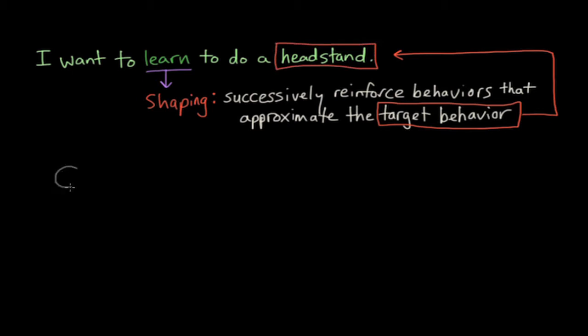So let's say this is you. Here you are. And ultimately, your goal or target behavior is to perform a headstand. So we're going to learn this successively or gradually by reinforcing behaviors that lead up to the headstand. So maybe you're going to a yoga class to learn this. And the first thing we want to reinforce is maybe just showing up to class.